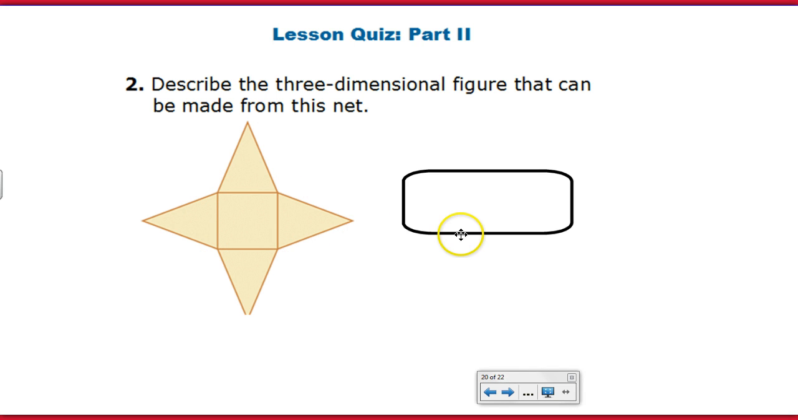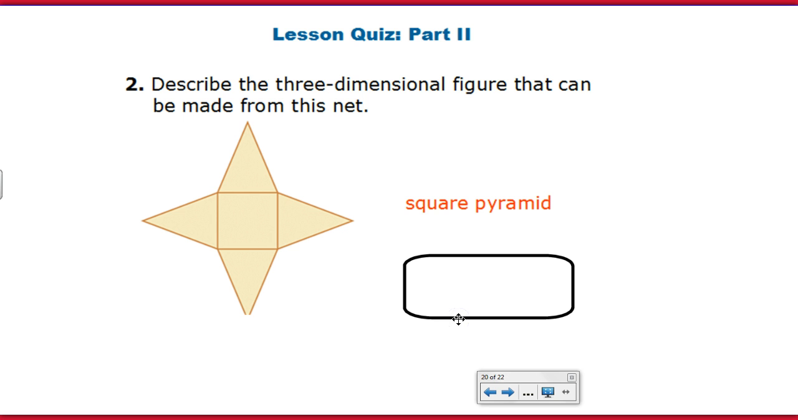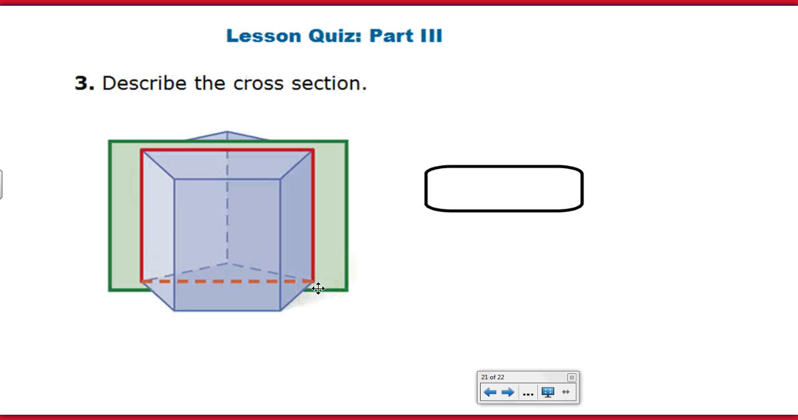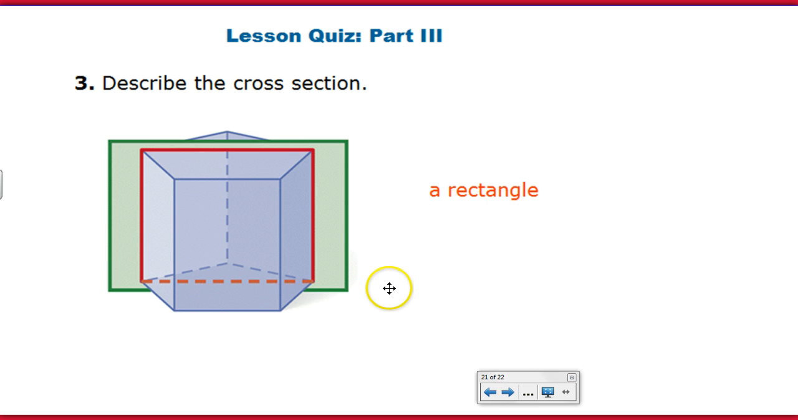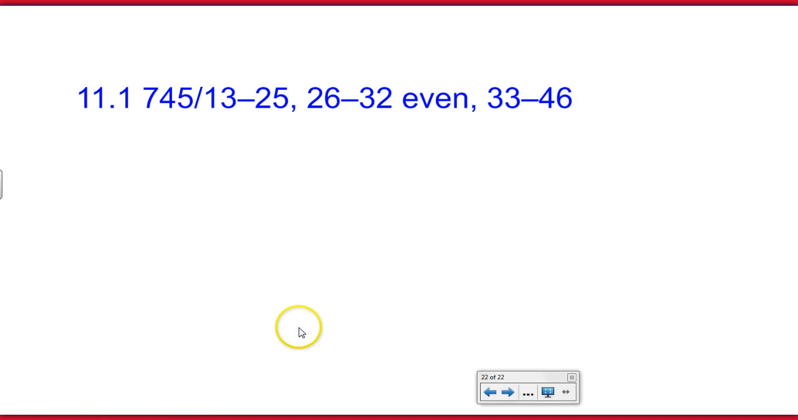This is called a square pyramid. If you said rectangular pyramid, maybe it's not evident that these sides are congruent. They should give us some symbol or something, right? And what does this cross section form? This cross section, kind of interesting, huh? On a pentagonal prism, forms a rectangle. There you go. Have fun.